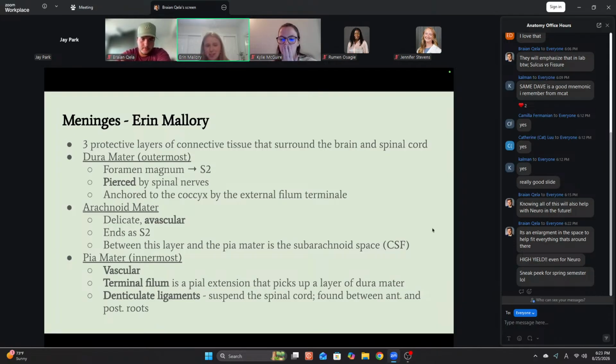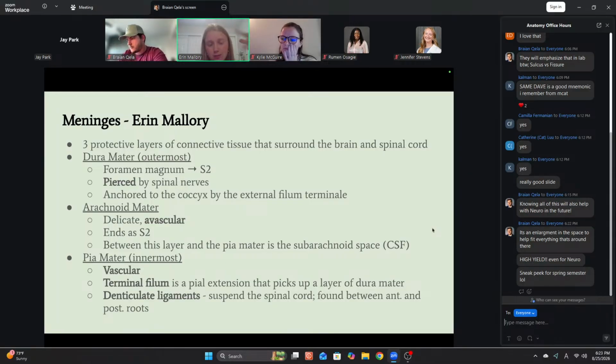So the meninges are protective layers that are around the spinal cord. Our spinal cord comes all the way down, but has three protective layers surrounding it. And they also extend up into the brain and cover the brain too, but you'll get there later. From outer to inner, it's the dura mater, arachnoid mater, and then the pia mater.